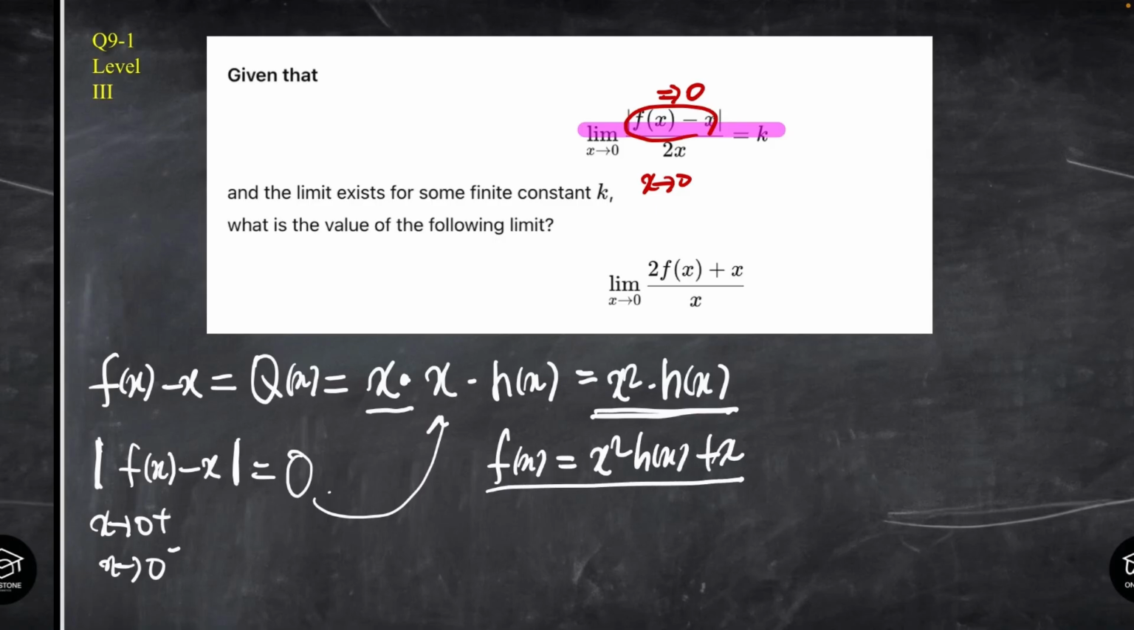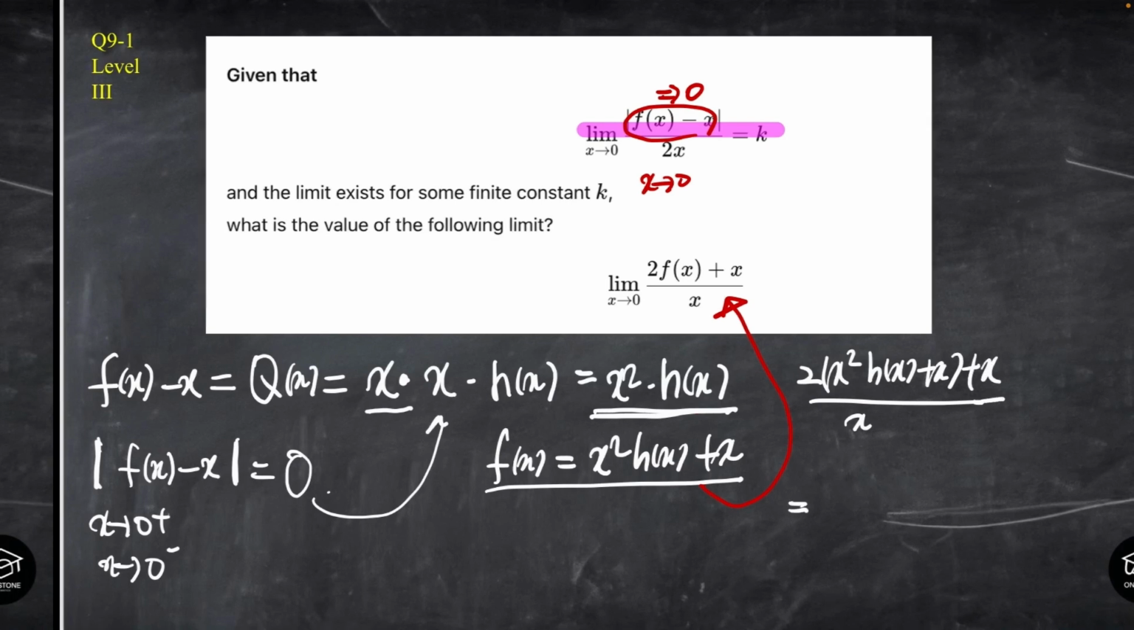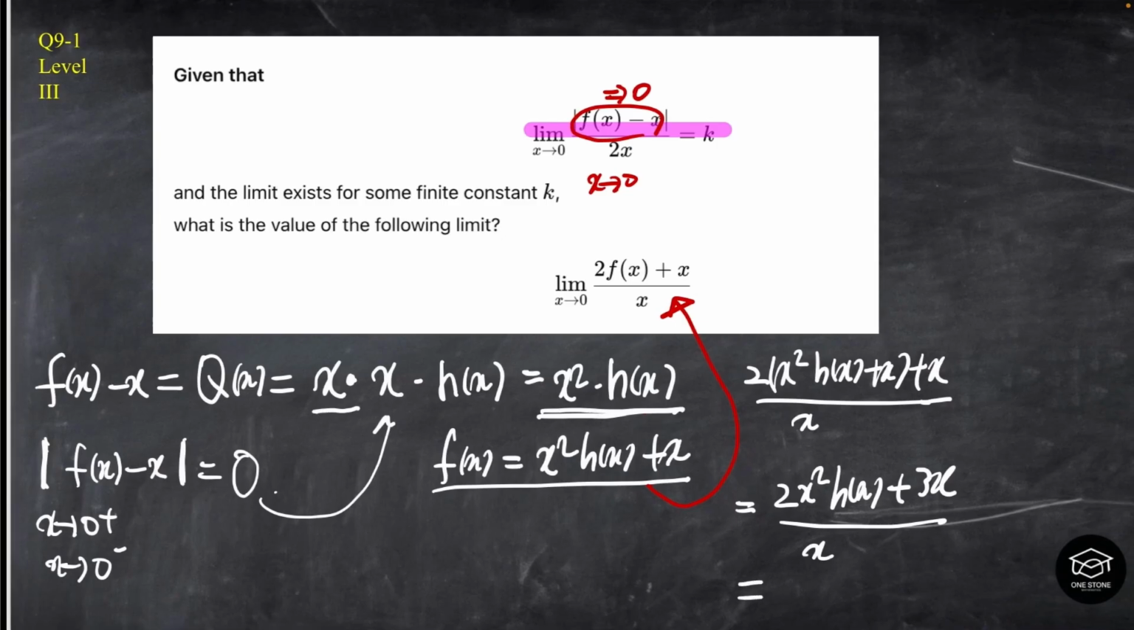We are now asked to evaluate the limit as x approaches 0 of (2f(x) + x) divided by x. Let's substitute our expression for f(x) into the numerator. Recall that f(x) is x plus x squared times h(x). So 2f(x) is 2 times (x + x squared h(x)), which gives 2x plus 2x squared h(x). Now add x to that expression. That gives 3x plus 2x squared h(x).